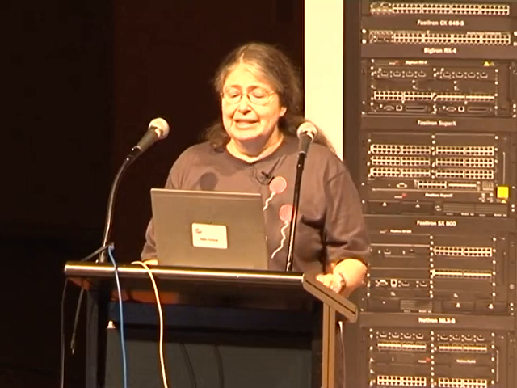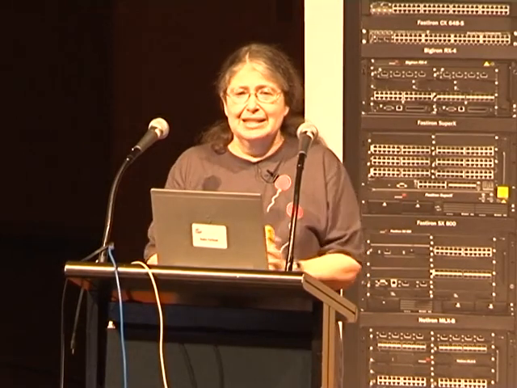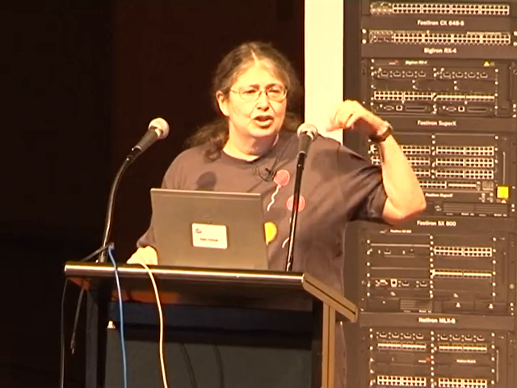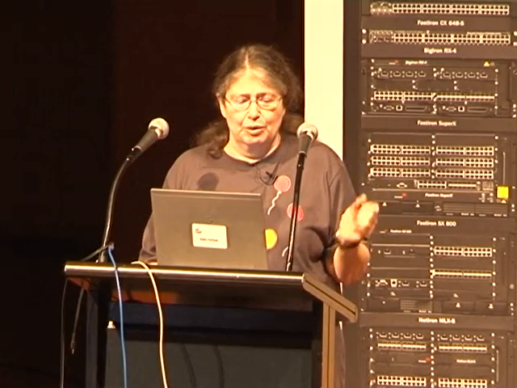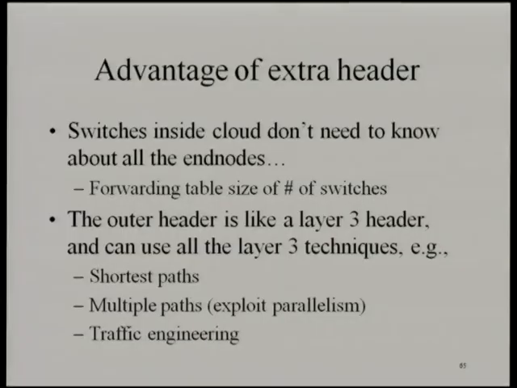So the advantage of this extra header is that the switches inside the cloud don't need to know about all the end nodes. Only the guy at the edge needs to put on the header. And so their forwarding table is the size of the number of switches rather than the number of end nodes. And the outer header is like a layer 3 header, and you can use all of the standard techniques. Plus it has a hop count, my favorite field.